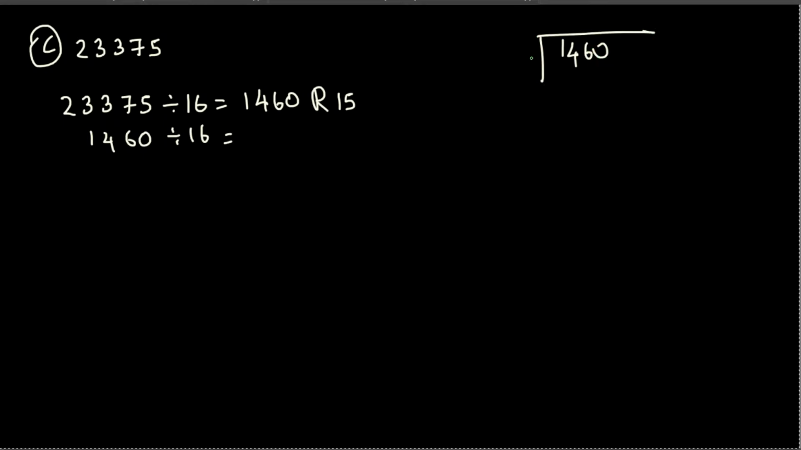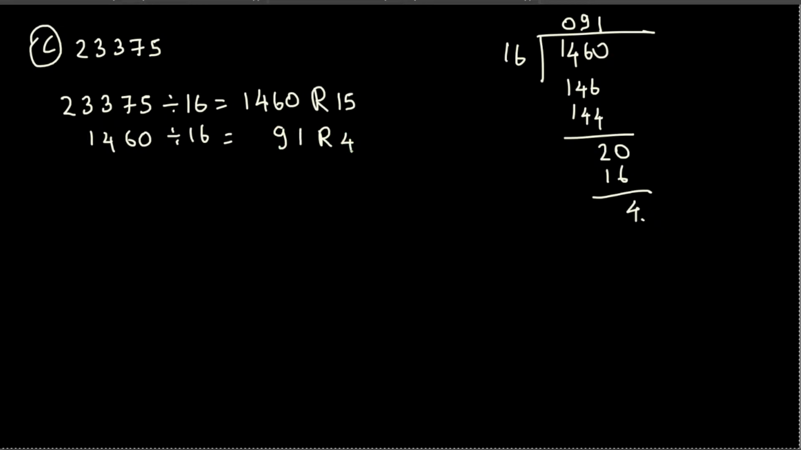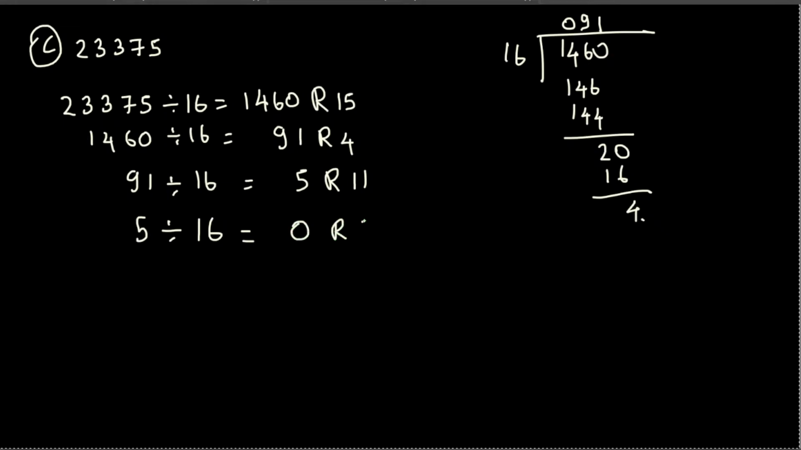1460 divided by 16. In 14 we don't have anything, and if I take 146, we have 9 of them, 16 times 9 is 144. Then 2 left. In 20 we have 1, 16, and then 4 left. So the answer here is 91, remainder is 4. And in 91, how many 16 do we have? This one is kind of straightforward. We have 5, that is 80, and we have 11 left. And then 5 divided by 16 is 0, and the remainder is 5.